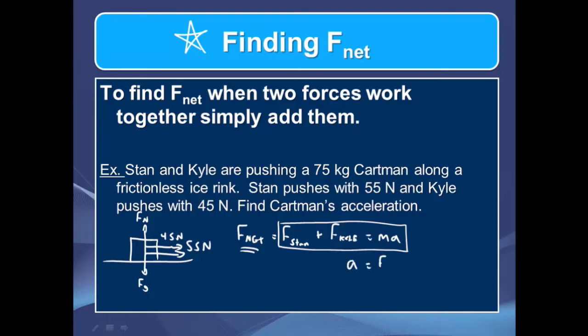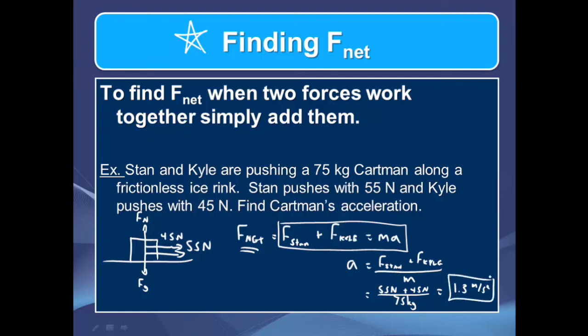Solving for a is equal to Fstan plus Fkyle divided by the mass. And let's plug in the values. 55 newtons plus 45 newtons divided by 75 kilograms, which is equal to 1.3 meters per second squared. Big box around it. Life is good.